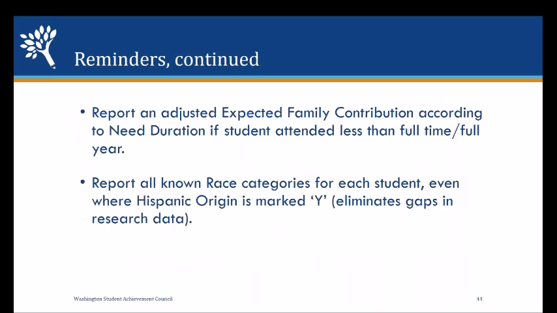Report an adjusted expected family contribution according to the need duration if the student attended less than full-time, full year. Report all known race categories for each student, even where Hispanic origin is marked yes. This eliminates gaps in our research data.